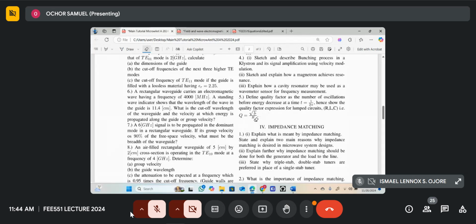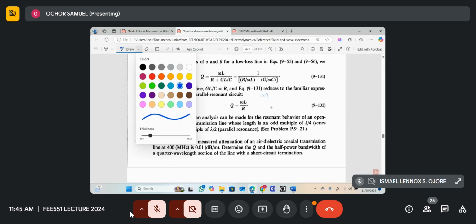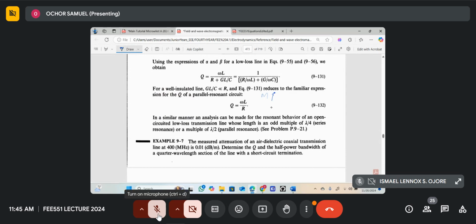Let's look at that. Also, Microwave Engineering by Pozar, on around page 276, has the expression to get the quality factor. Microwave Engineering by Pozar, P-O-Z-A-R. Or maybe you could share the book. I'll share it in the group.